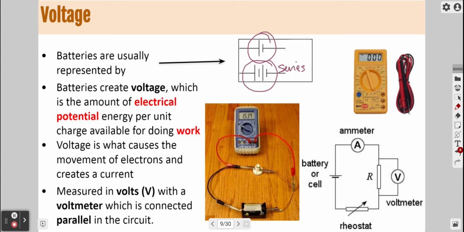So batteries can create voltage, which is basically the amount of electrical potential energy. So how much energy is available for doing work. Okay, so it's the amount of energy you have that's available to do some work, to make that current go. So voltage is what causes the movement of electrons and creates the current. And we measure voltage in volts. All right, and voltage is also represented by a capital V in equations. Go figure why current is represented by an I, but the units are amperes.